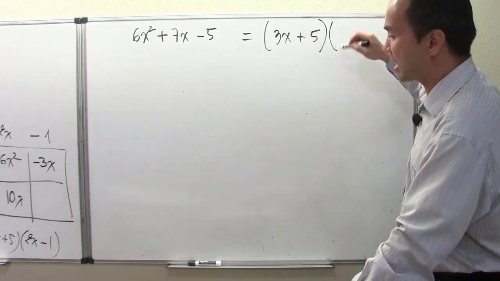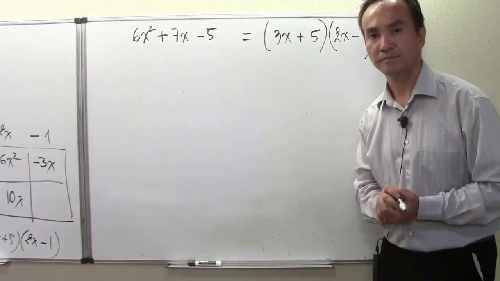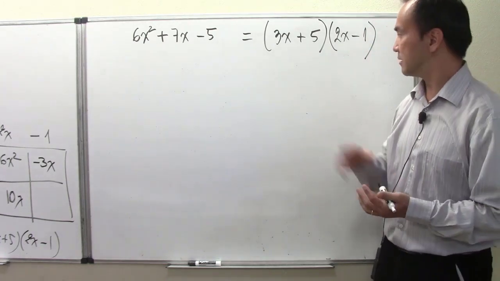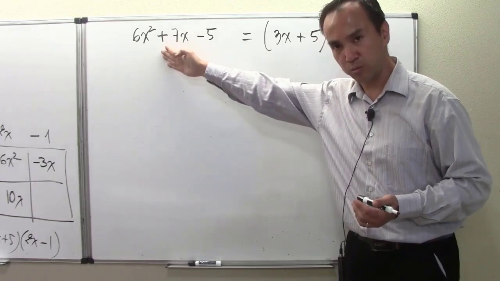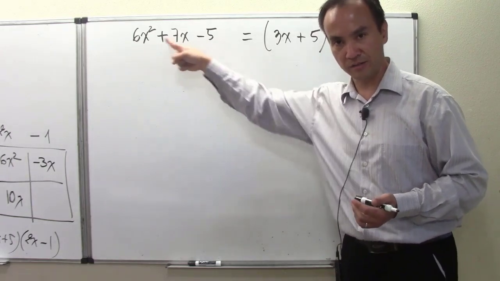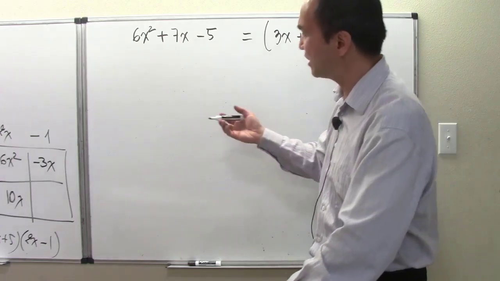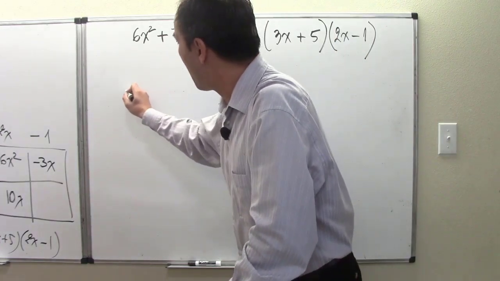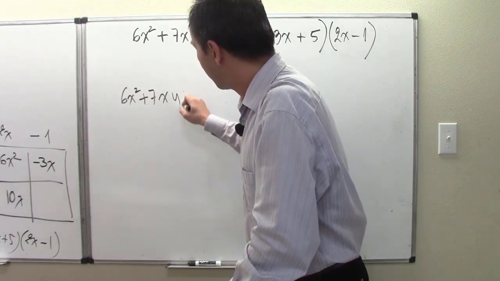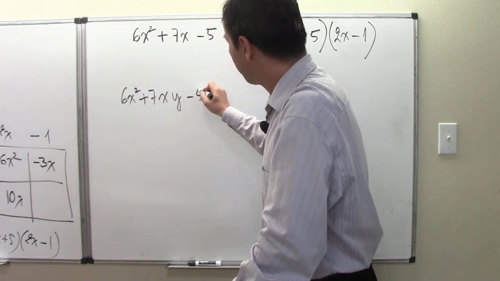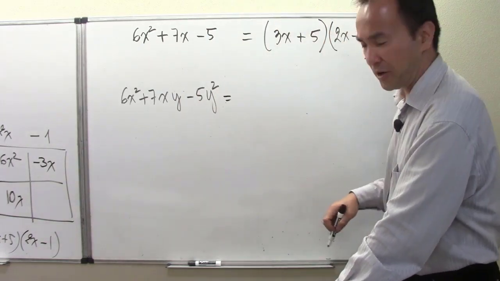Times in product with 2x minus 1. So that's the factor form of our quadratic expression, ignoring the other variable. But now what's the original? How do we get to the original one? The original quadratic is 6x squared plus 7xy minus 5y squared. So here's the factor form.